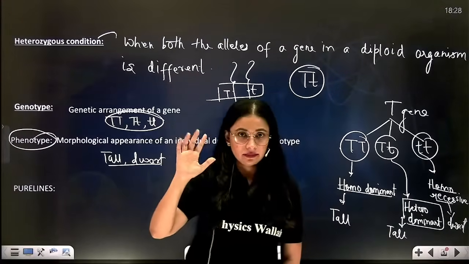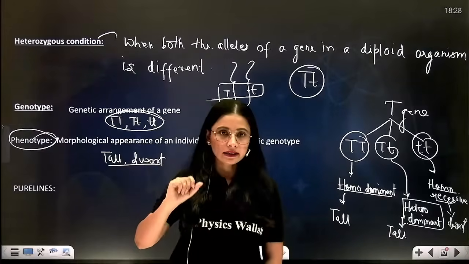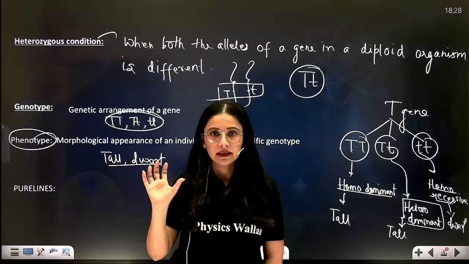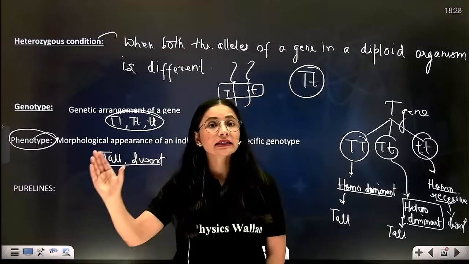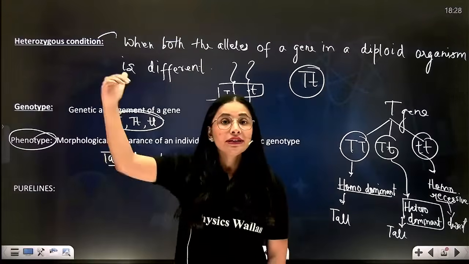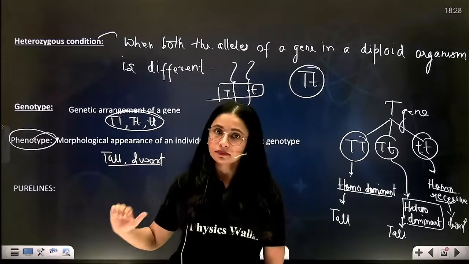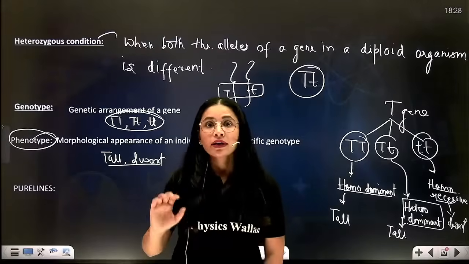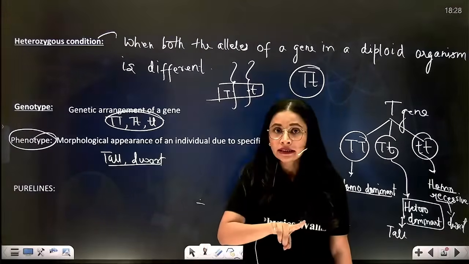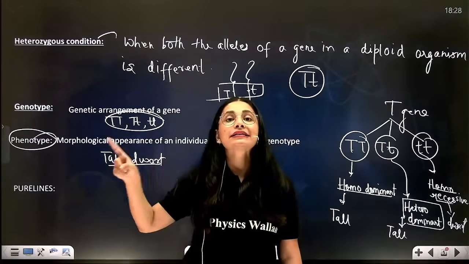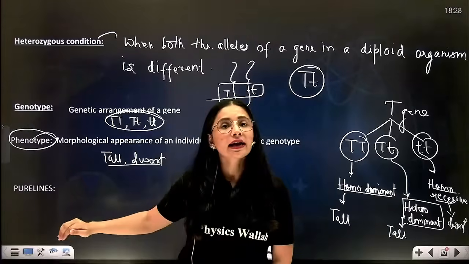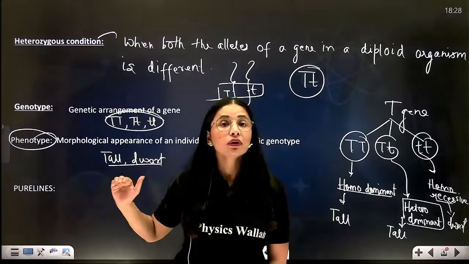Like eye color is a character. Suppose there is gene 1 which controls eye color. So gene 1 is controlling the character eye color, which can now be either blue, black, or brown. So these are the traits. Understood? Now, traits can be of two types. One homozygous dominant trait, one homozygous recessive trait. So these homozygous traits are actually called pure lines.